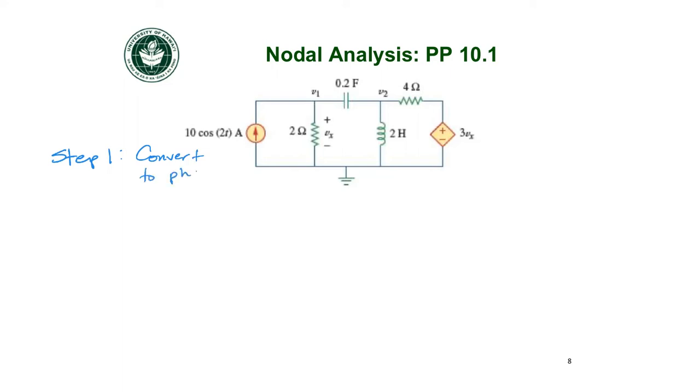So we're going to convert to the phasor representations for the relevant elements in the circuit. Okay, so which ones are the relevant ones?